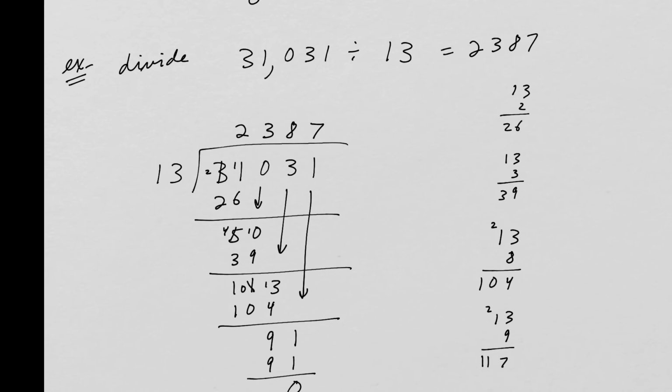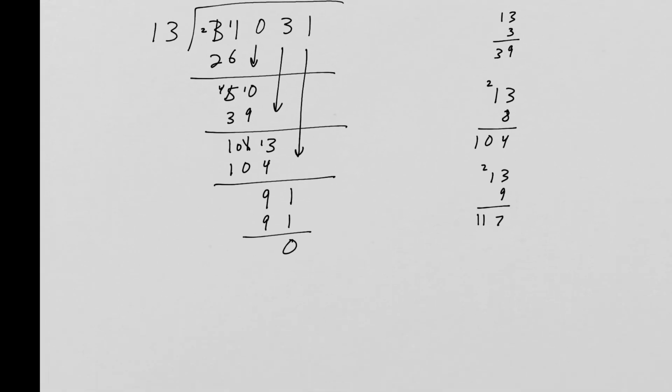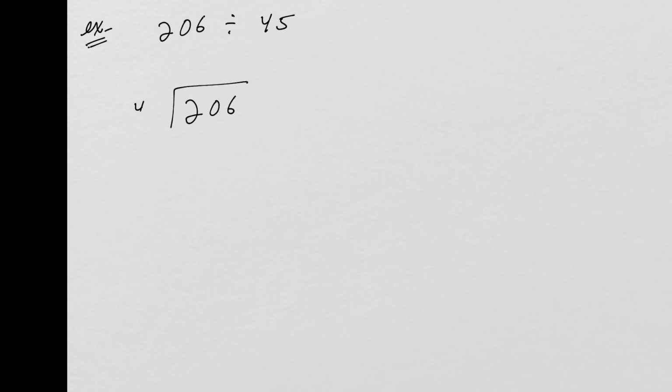Okay, well, what if we have a remainder, right? Let's do a couple where we have a remainder. Let's say I want to divide 206 divided by 45. Okay, so 206 divided by 45. All right, well, this 45 definitely doesn't go into 2, right? It doesn't even go into 20. 20 is still too small, so I'm going to have to use the full 206.